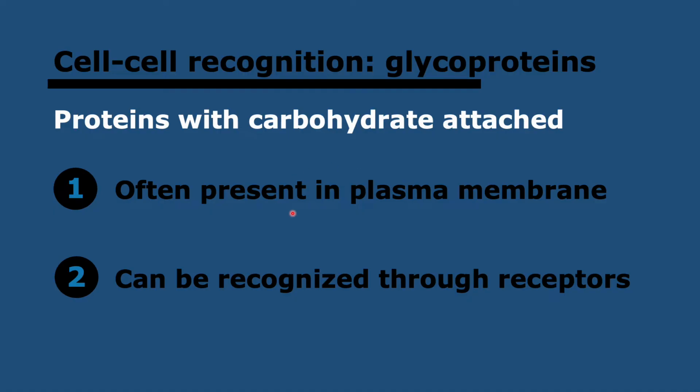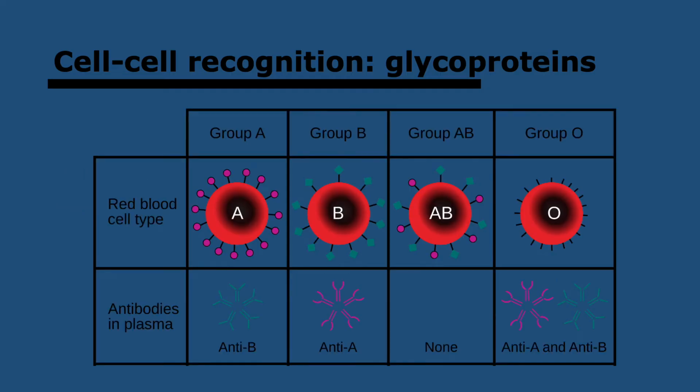So these proteins are very often present in plasma membranes of cells, right? And the carbohydrate will be facing outwards. This basically allows other cells to recognize your cell through those glycoproteins. The glycoprotein can bind to a receptor on the other cell, right? And tell the cell something. What's a great example of this?